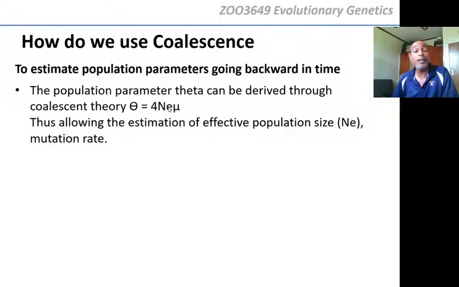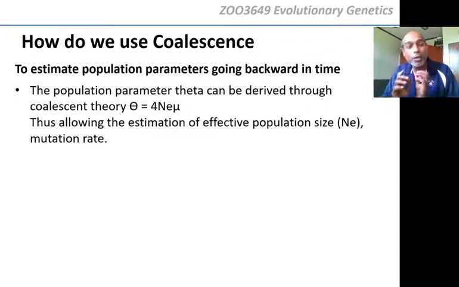You got the NE. Or if you got the NE but you don't know the mutation rate, then you can put 4 and NE on this side and divide by theta, and you've got the mutation rate. So the coalescence allows you to calculate population parameters based on allele frequencies going backwards in time.